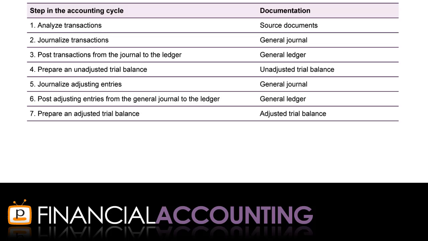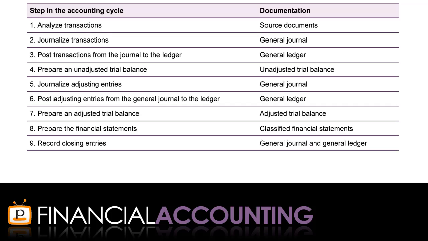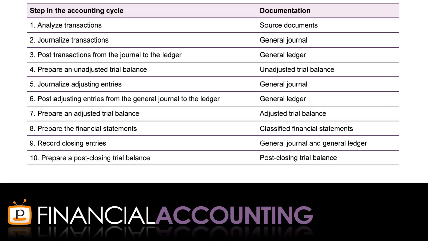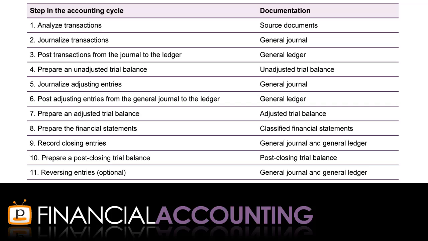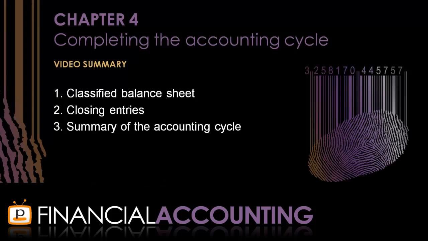In this chapter, we learned how to prepare a classified balance sheet, record closing entries, and prepare a post-closing trial balance. Finally, there's an optional step called reversing entries that some accountants choose to perform at the beginning of the next accounting period. However, since this is an optional step, we will not be covering it in this summary series, but reversing entries are covered in the appendix to Chapter 4 in your Pisco textbook. So that's Chapter 4, completing the accounting cycle. The key topics were how to prepare a classified balance sheet, preparing closing entries, and summarising the accounting cycle.